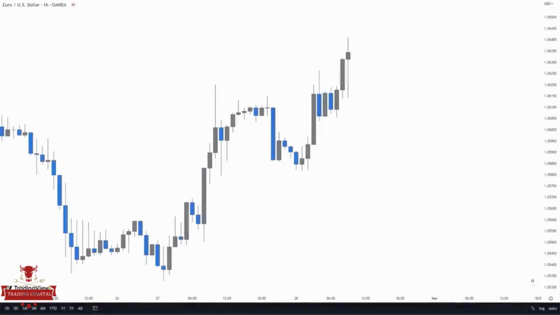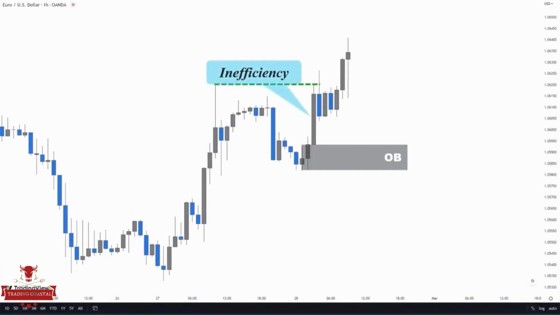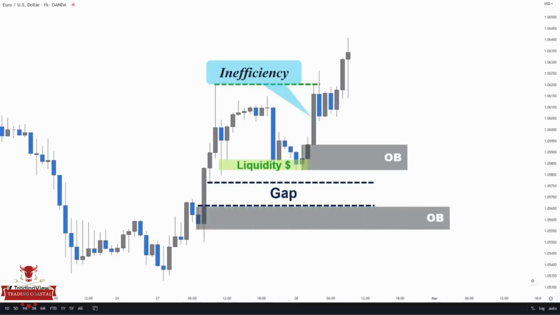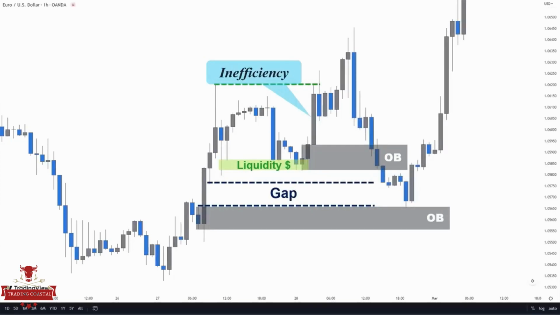Here we have euro-dollar in a 1-hour time frame. We can spot this valid order block that created inefficiency and break of structure. But looking at the left side, we can spot this support that rejected the price multiple times. So there is a lot of liquidity gathered below this level. Also, we have gaps exactly under this zone and another valid order block. So there is a high chance for the price to break below this liquidity zone, to fill the gap and continue pushing up when it taps into the second order block.